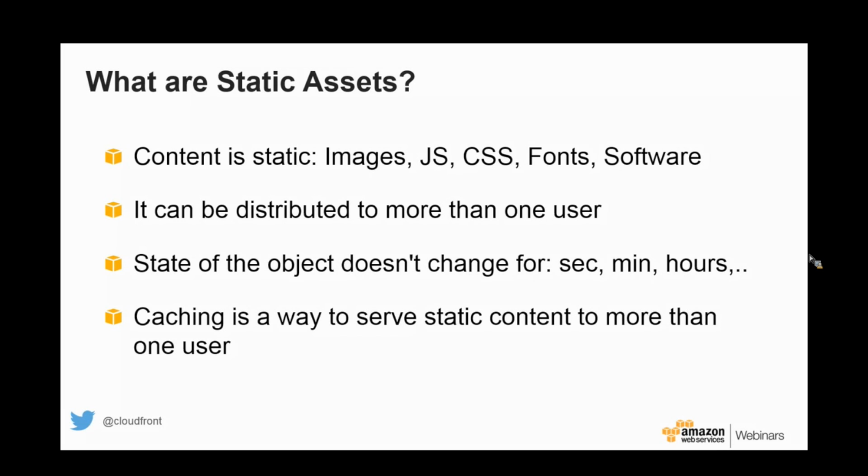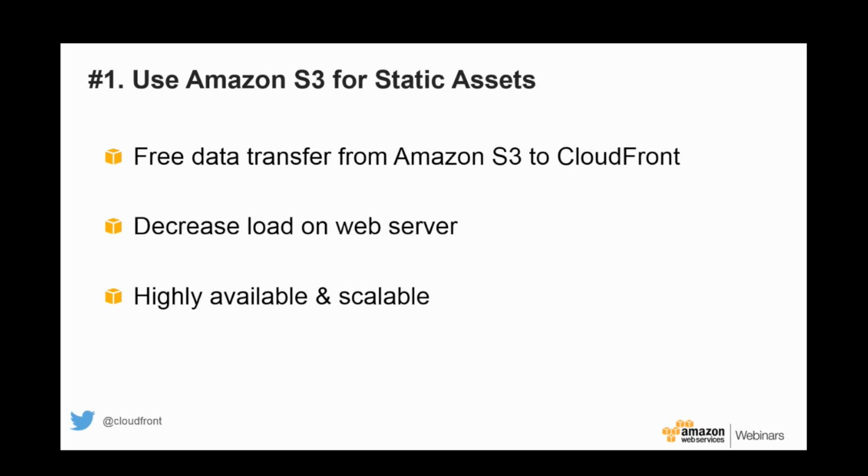And caching is just a way to serve static content to more than one user with low latency and high performance, where not every user has to come all the way back to your origin servers, and instead you can distribute that content out to the edge of the network, closer to your end users where they can download it from. So when you think about best practices, the pattern that you'll see throughout this presentation is there's a number at the top, and that denotes a best practice.